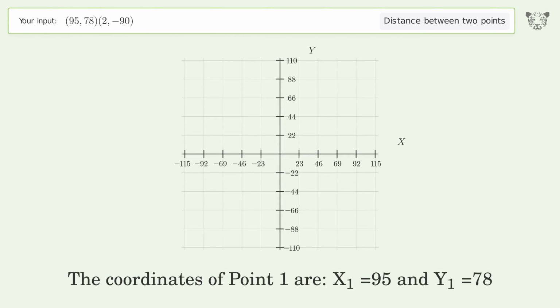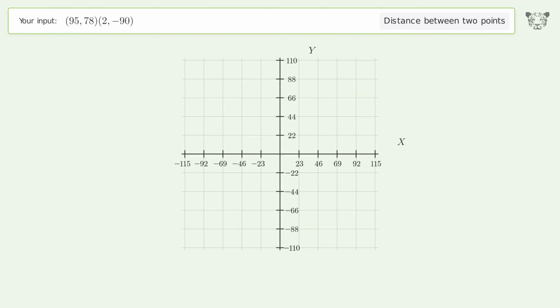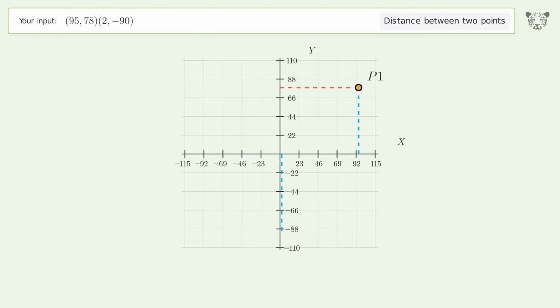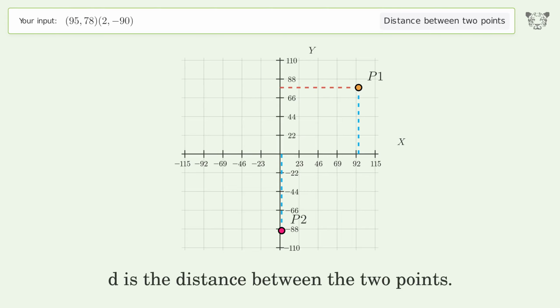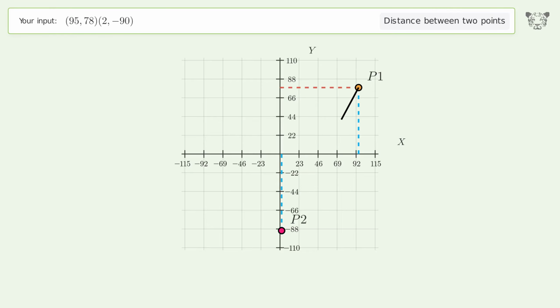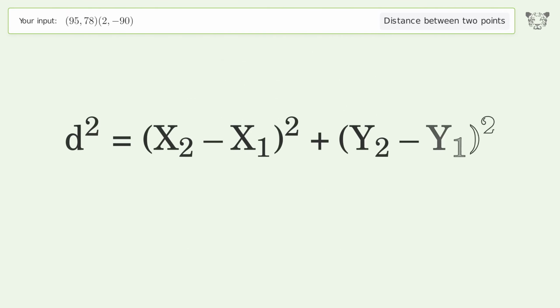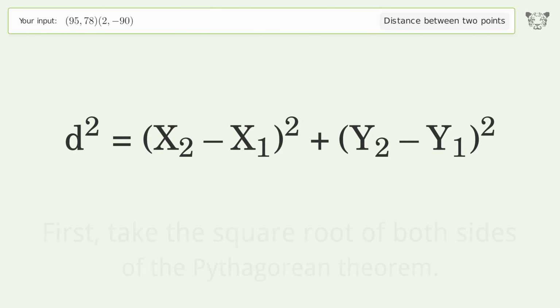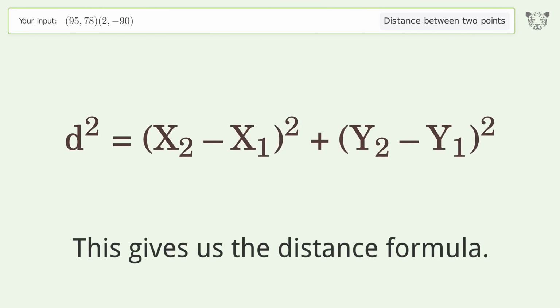The coordinates of point 1 are x1 equals 95 and y1 equals 78. The coordinates of point 2 are x2 equals 2 and y2 equals negative 90. D is the distance between the 2 points. First, take the square root of both sides of the Pythagorean theorem. This gives us the distance formula.